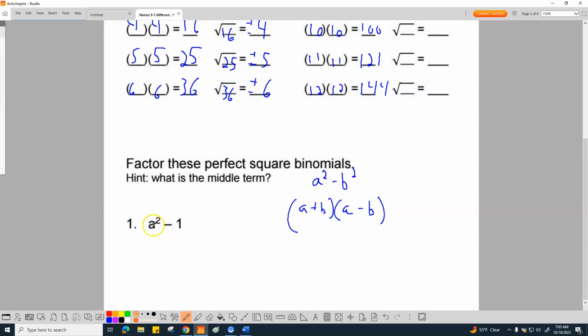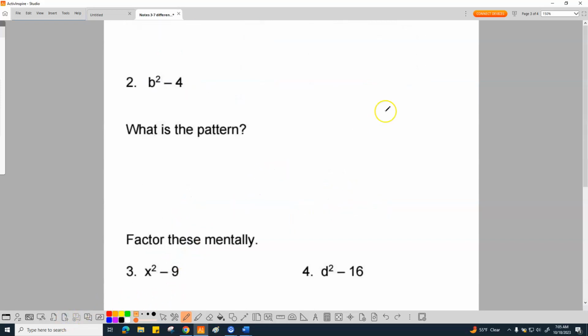So what does that look like? Check out this right here. In this first example, you can see that my a squared is literally a squared, and my second one, my b squared, is actually equal to 1. So watch how I can do this quickly. I can do a plus 1 times a minus 1, and we have ourselves our factors. So this first part is a perfect square, and actually, believe it or not, 1 is a perfect square. So if you're lost, don't worry. We're going to do the next example together right now.